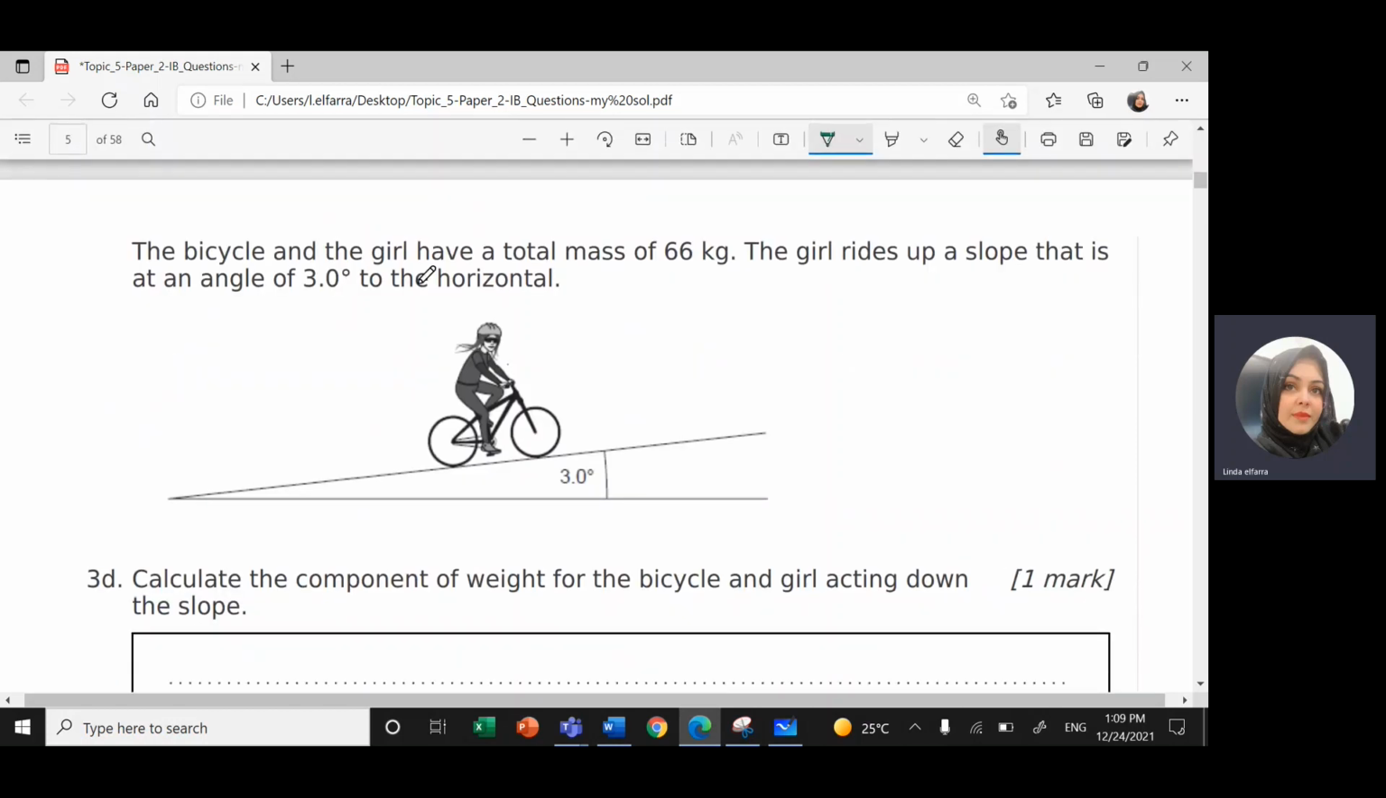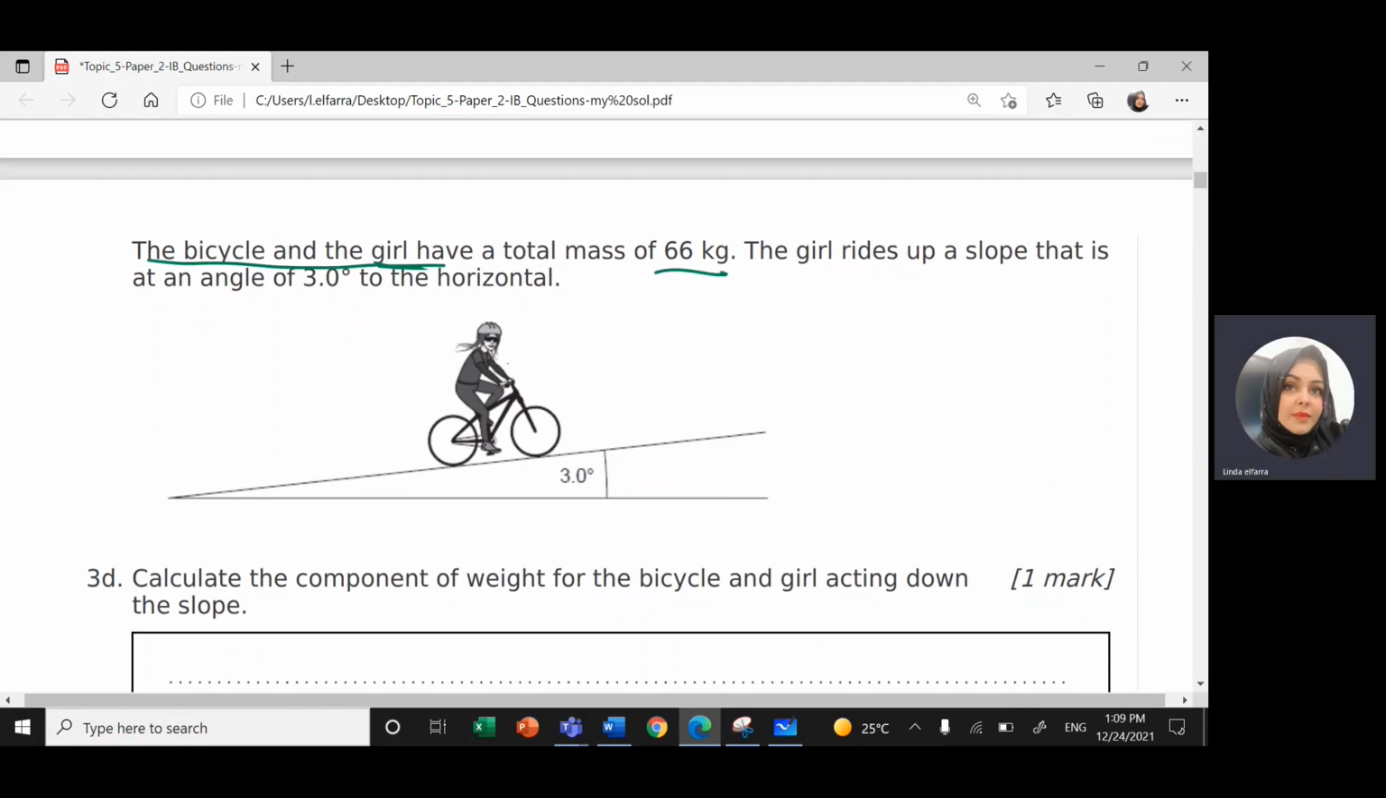Now the bicycle and the girl have a total mass, the girl and the bicycle, both of them total mass 66 kilogram. The girl rides up a slope, so the direction of motion or acceleration in this direction. The angle is 3 to the horizontal. Calculate the component of the weight for the bicycle and the girl.